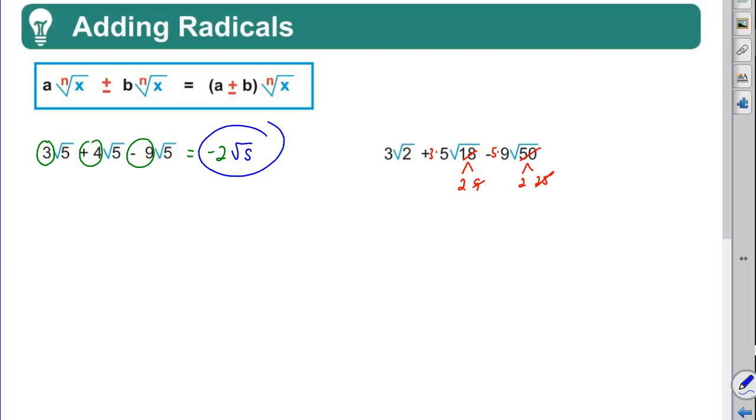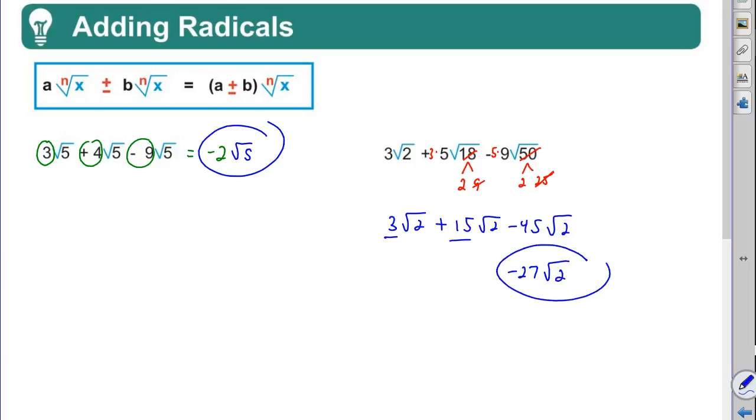So let me clean this up, show you where we're at. We're at 3 times the square root of 2 plus 15 times the square root of 2 minus 45 times the square root of 2. And now again, we're ready to add up the coefficients. 3 of them and 15 more of them is 18, a little ahead of myself. Okay, so you got 18 positives and 45 negatives, so what does that leave you? 27 negatives. And so negative 27 times the square root of 2. Hey, that's the idea. It's just like adding like terms. Don't let the plus or minus sign get you.